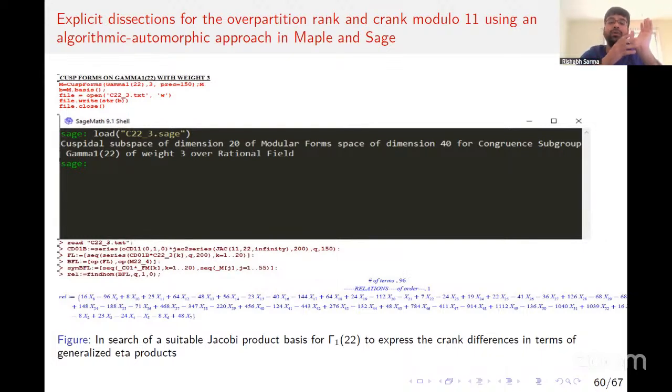But what we want is a nice basis whose elements are products and not just series. So that's what we want. We do some experimentation and we find that this is not going to work. This space of cusp forms on gamma 1 of 22 with weight 3, which has dimension 20, is not going to work. That's what we find.